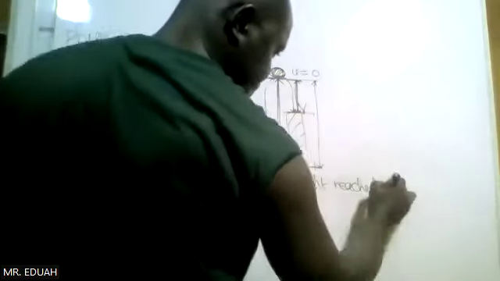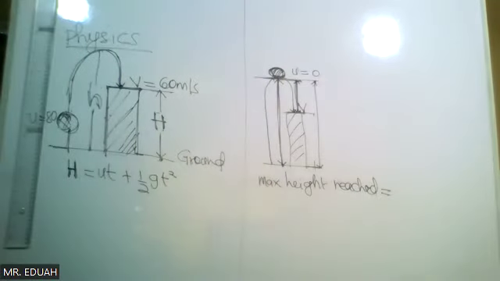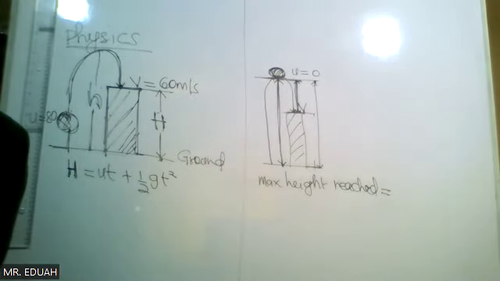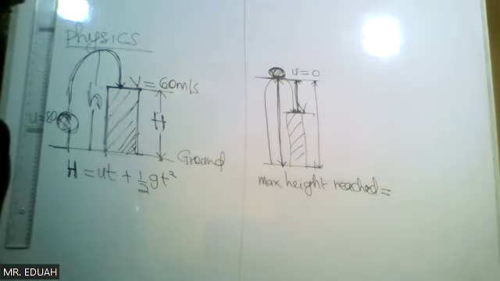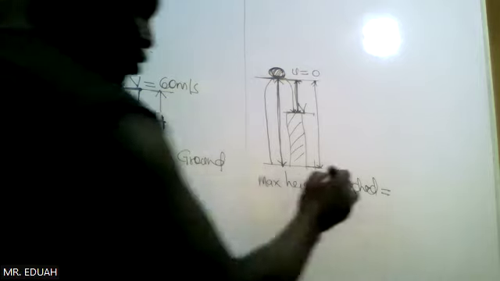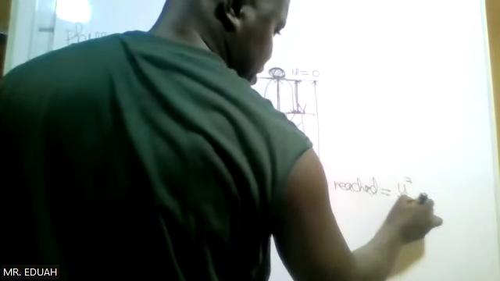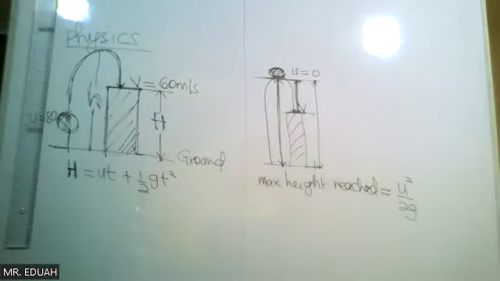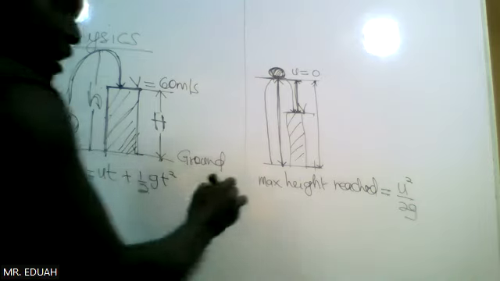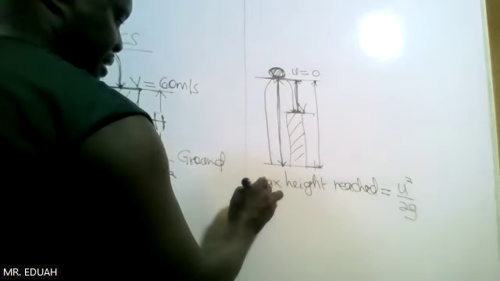I'm waiting for you. How do we determine the maximum height? H is equal to U squared over 2G. Exactly. So U squared over 2G would give us the maximum height. So help me calculate that for me.